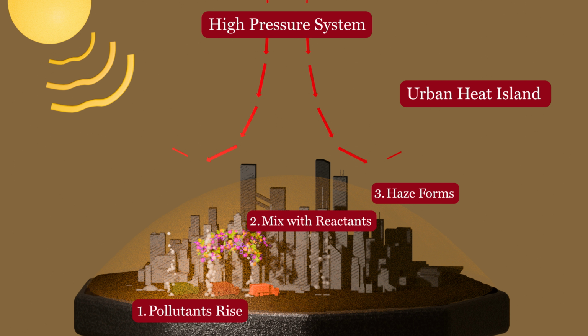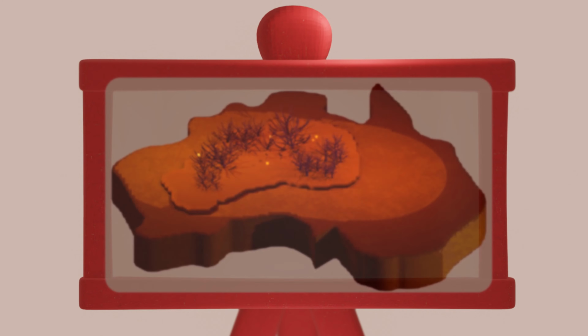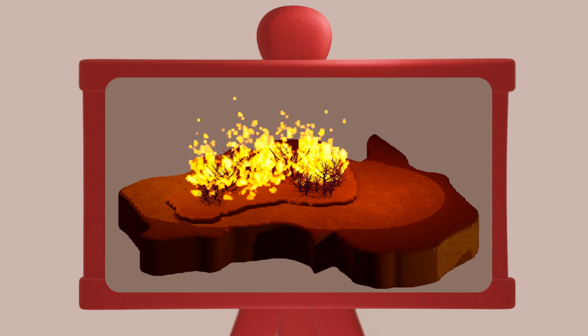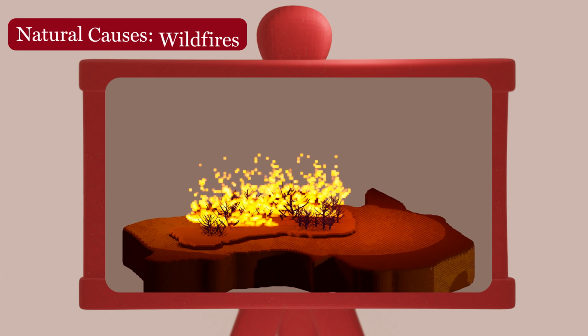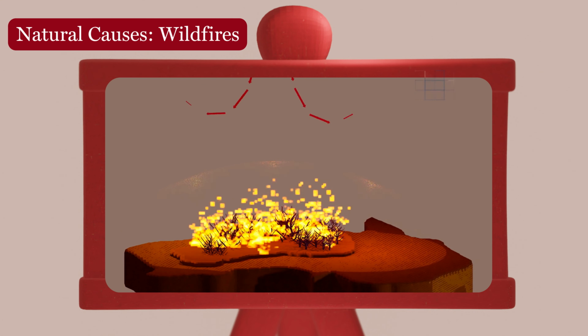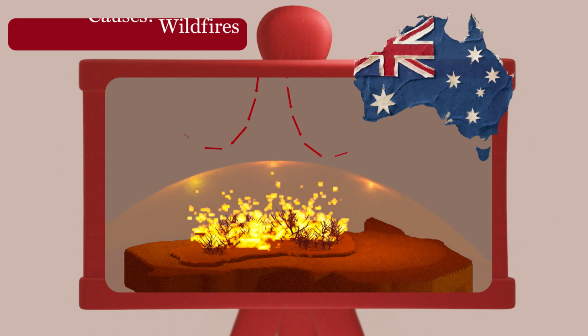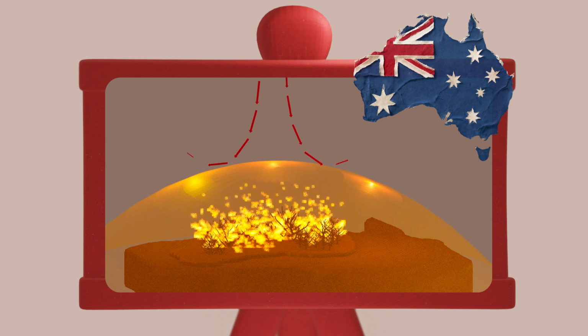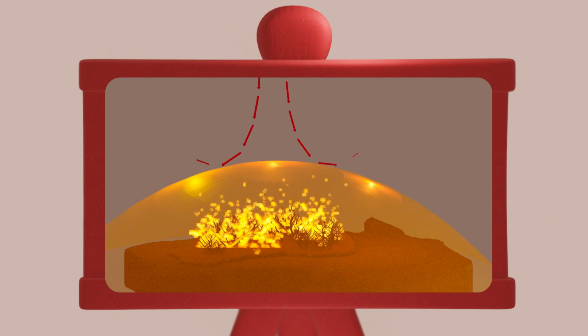There are some natural causes of photochemical smog, which usually revolve around wildfires, which release large quantities of carbon monoxide, particulates, and VOCs. For example, Australian bushfires in 2019 and 2020 caused record-breaking ozone spikes in Sydney and Melbourne.